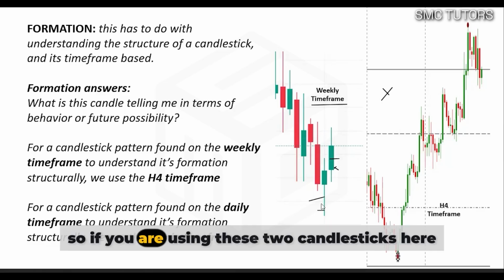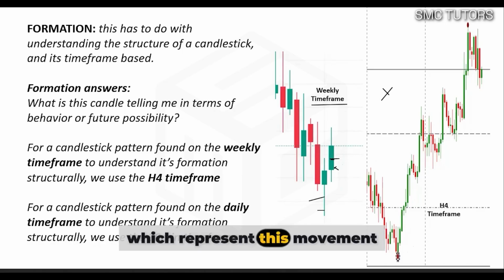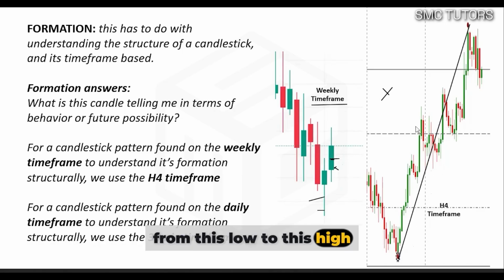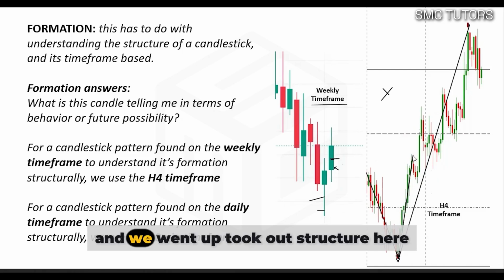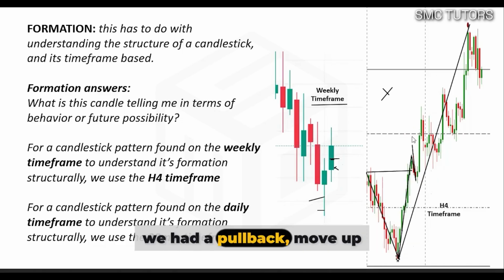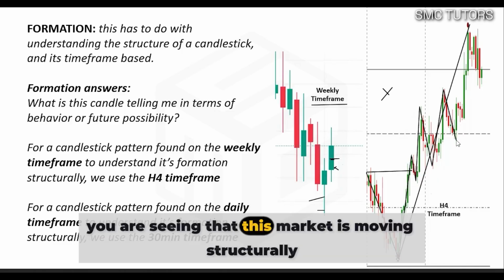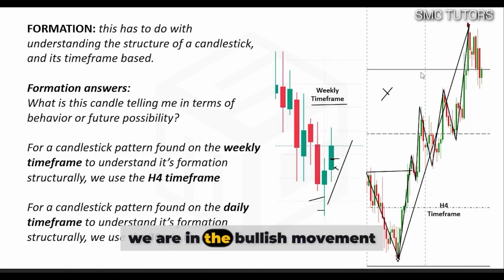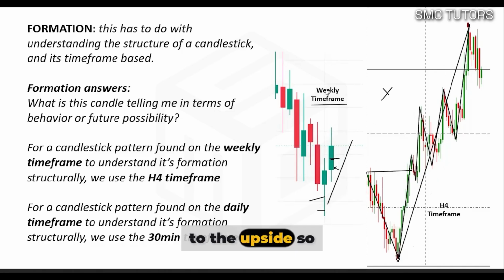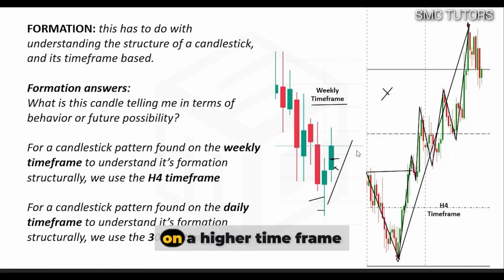Using these two bullish candlesticks down here, which represent this movement from this low to this high, we'll see that this candle moves structurally this way. We went up, took out structure here, had a pullback, moved up, had a pullback, moved up. So you see that this market is moving structurally, telling us that yes, we are in a bullish movement to the upside. That's how you understand the formation of a candlestick on a higher time frame.